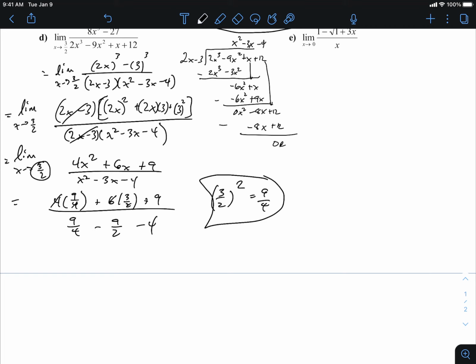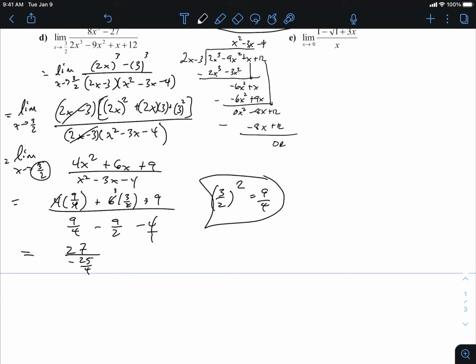6, this would be a 3 now. 3 times 3 would be 9, right? Plus 9, so you'd have 9 plus 9 plus 9 in the numerator, so 27, right? And then the denominator, you'd have to get a common denominator between all of these three terms. You'd see that that would be negative 25 over 4, the answer there.